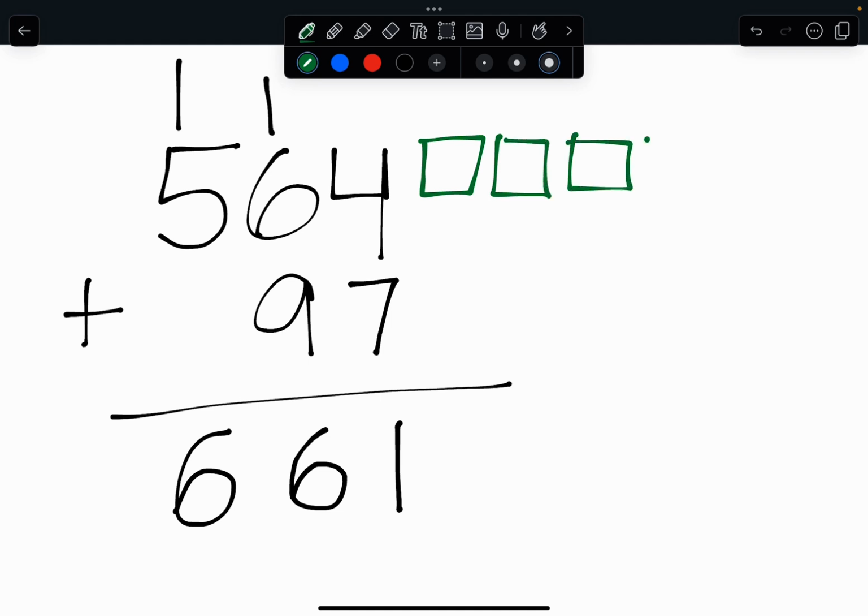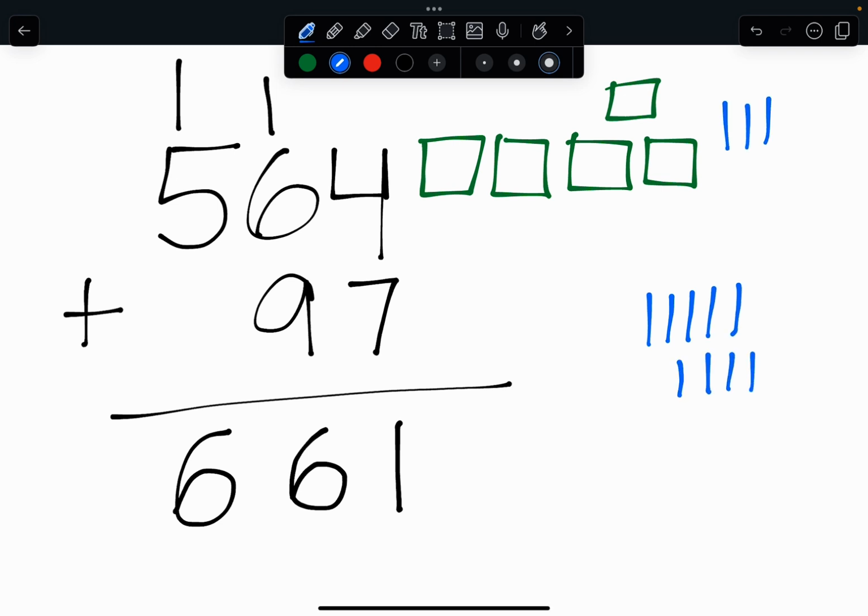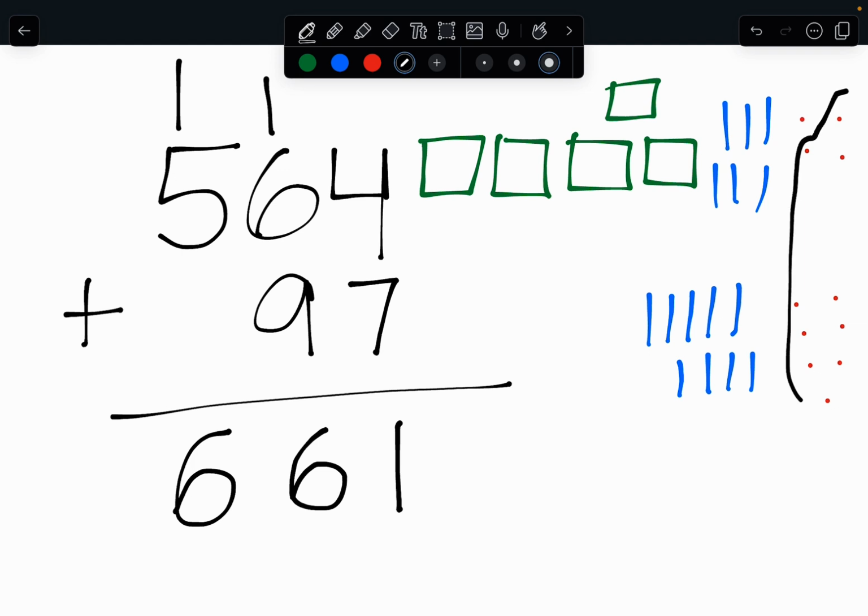500s. And then I have 9 10s. 1, 2, 3, 4, 5, 6, 7, 8, 9. 1, 2, 3, 4, 5, 6. 1, 2, 3, 4. 1, 2, 3, 4, 5, 6, 7. All right. We know 4 plus 7 is 11. I'm going to group all these together and move them over here. Make them a 10.